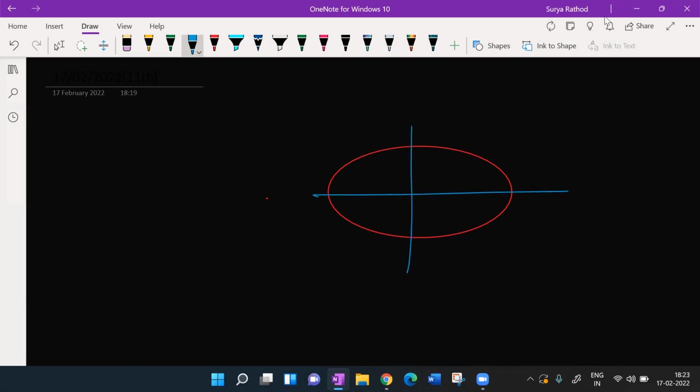So now look at this. I'm taking a point P here, let's say the point P is (x, y). This is my origin. Here these are the foci F1 and F2. What is this? Minus c comma 0. And this is c comma 0.